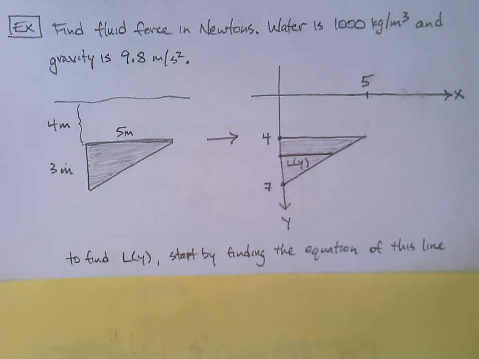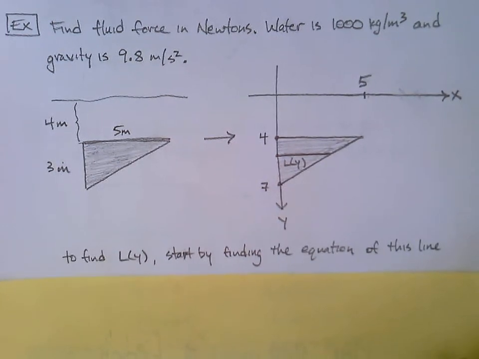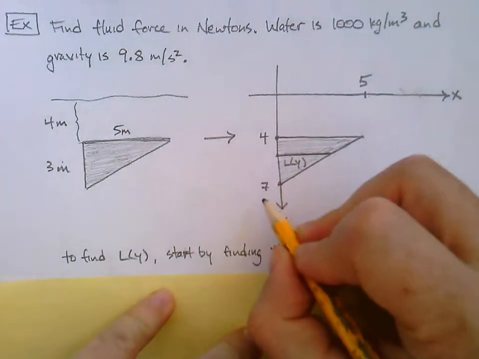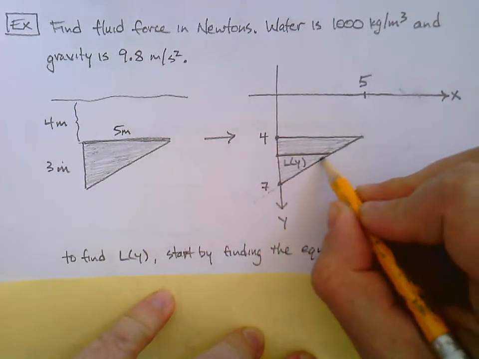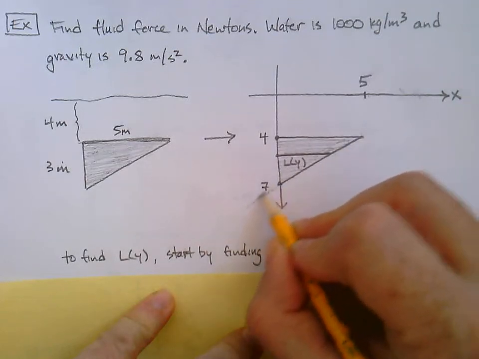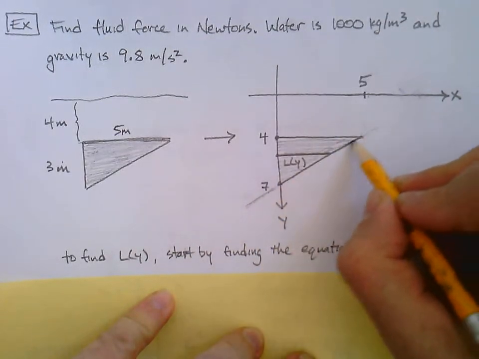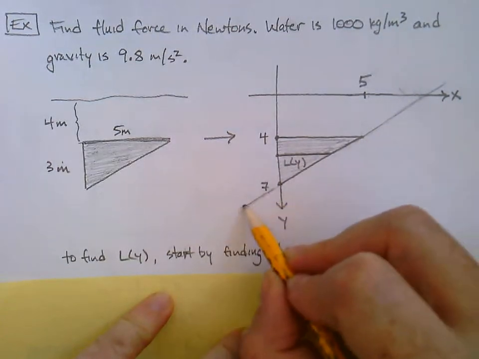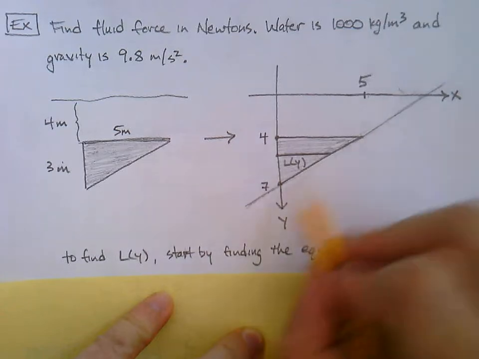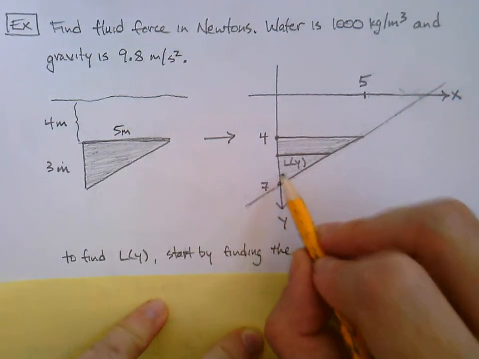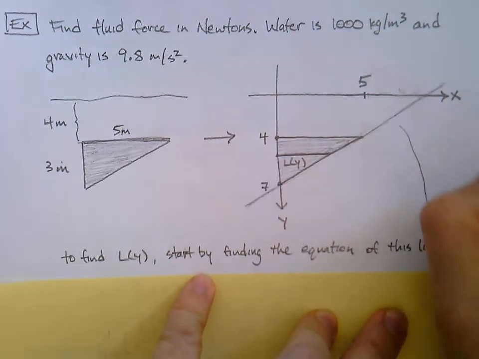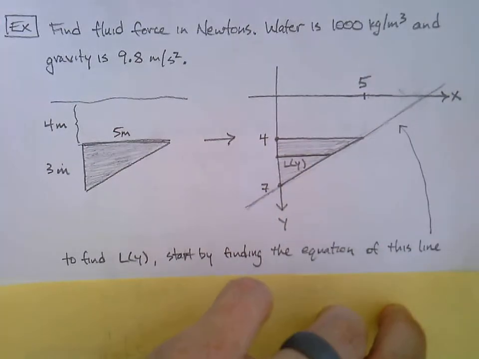To find L of y, how are we going to do it? Well, you see my hint there. Start by finding the equation of this line, and you're like, what is this line? Okay, so I'm going to draw it. So we need to know this angled line here. I'm going to try and draw this kind of lightly. This line here, and we'll just extend that all the way through the x-axis like so. If we can find the equation of that line, then it's pretty much right there for us. What's the equation of that line right there?